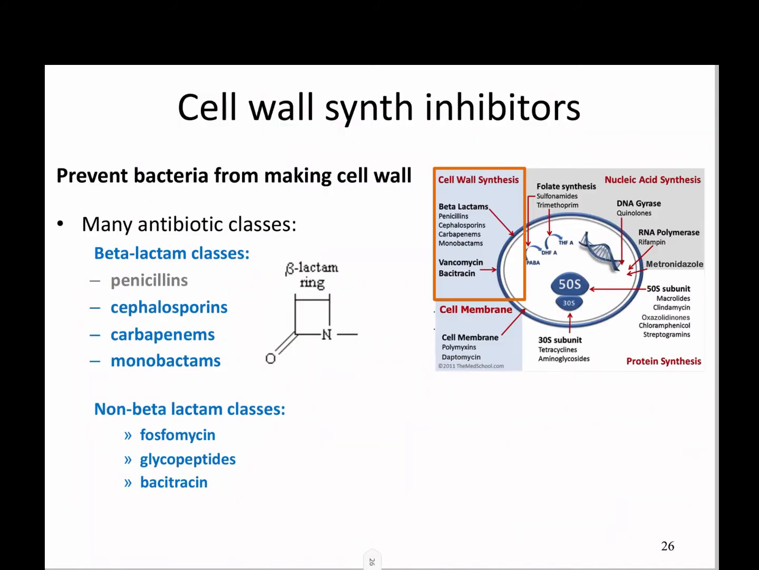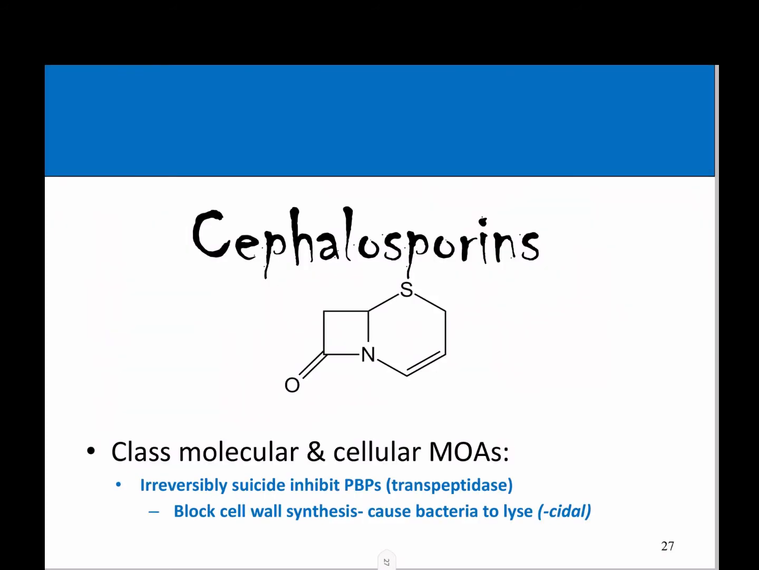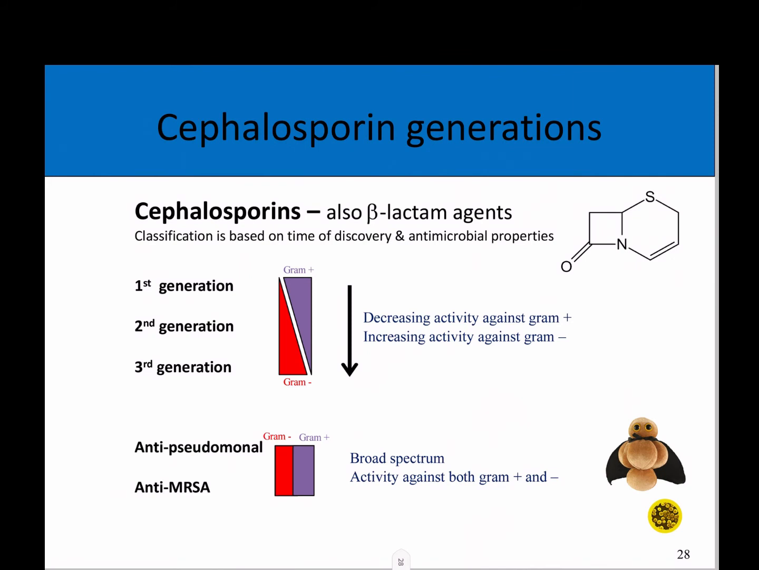So we've covered penicillins, and we're going to move on to cephalosporins. Cephalosporins have the same mechanism of action. They irreversibly suicide inhibit PBPs or transpeptidase, and they block cell wall synthesis, causing the bacteria to lyse. Again, beta-lactams. These have even more generations and even more drugs.